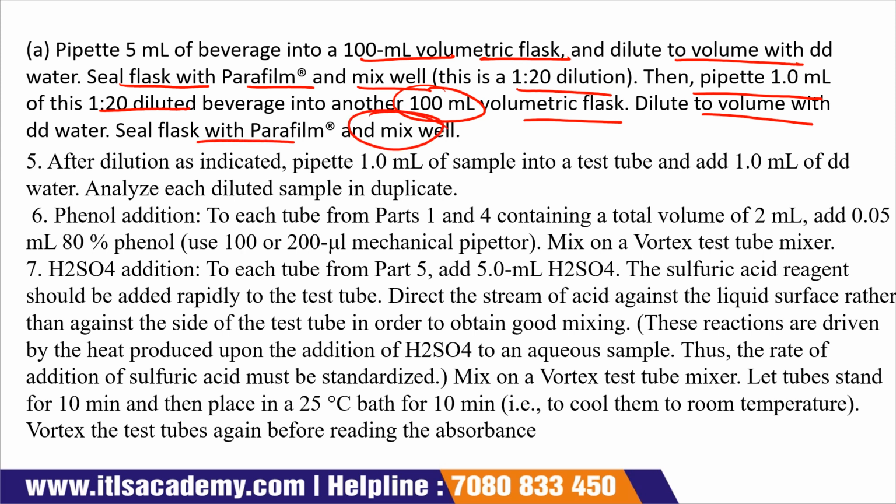Then again we dilute it with deionized water, seal the flask with paraffin and mix well. Then after dilution, we pipette 1 ml of sample into a test tube, add 1 ml of deionized distilled water, and analyze each diluted sample in duplicate.